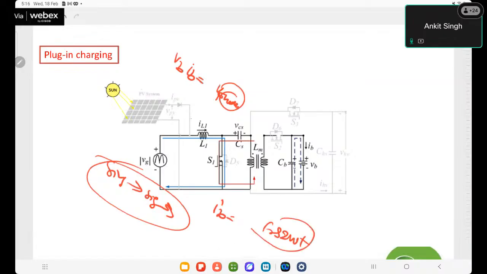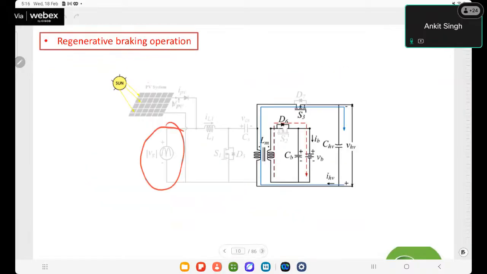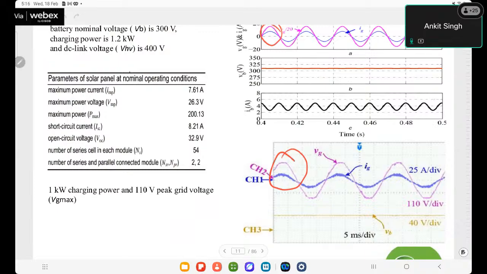So cos 2 omega t we can see in the result here. A battery has a second harmonic or low frequency ripple. This is twice the 50 hertz. Twice of the 50 hertz means a 100 hertz ripple is coming in this configuration.